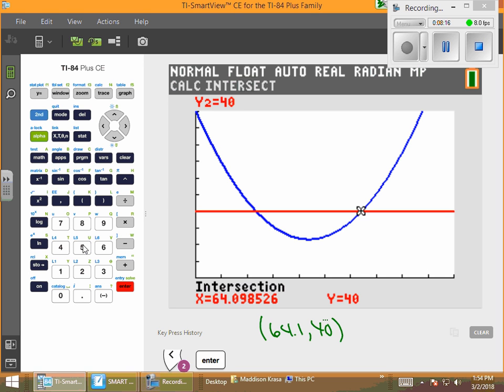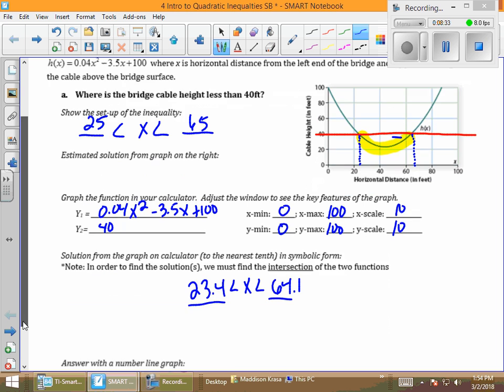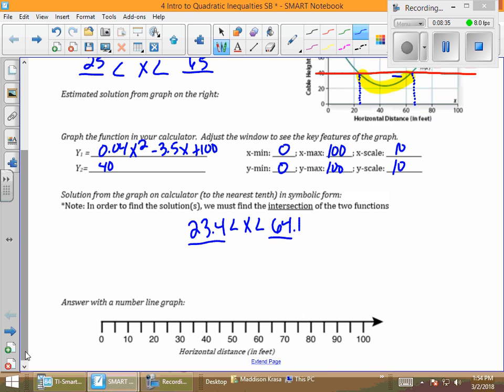Again, we don't really care about the 40. We knew that was going to be 40, but we do care about that 64.1. So back to our notes. Okay, and the actual value there was 64.1. We guessed 65, which was close. Okay, questions on getting the intersection?